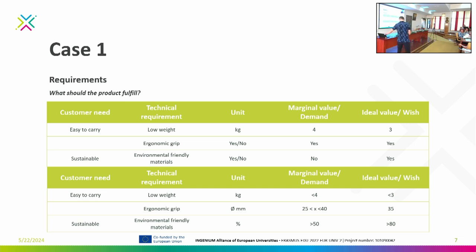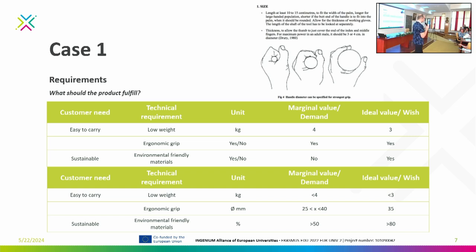I actually missed the picture over here. But here we have a picture of the grip of hands and also about the diameters. So here we can see what the ideal parts of a hand are. Of course, there are a lot of different hands, but you can say the diameter should be somewhere between 25 and 40 millimeters. That should be acceptable. But ideally, I think it should be 35.